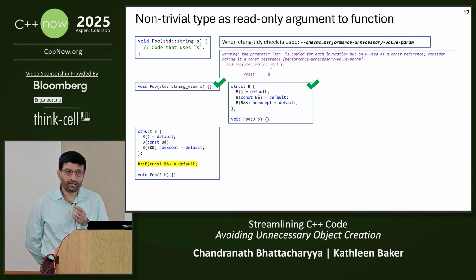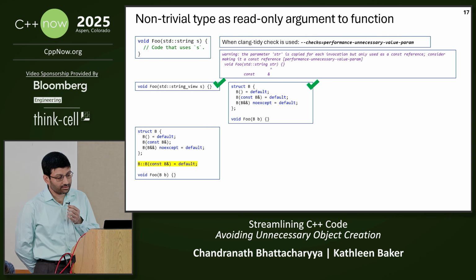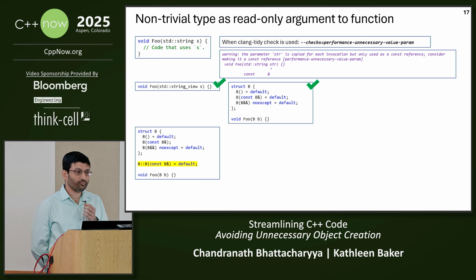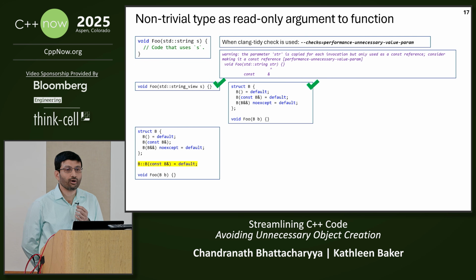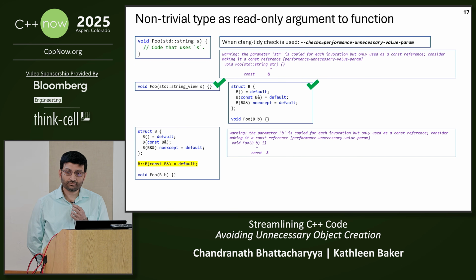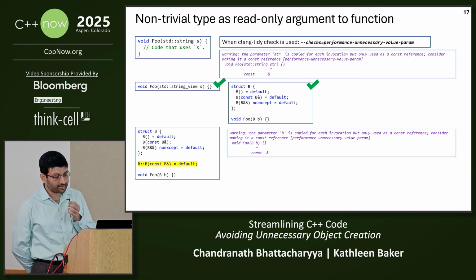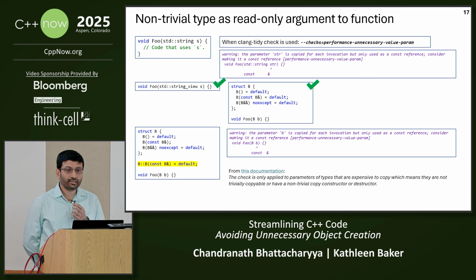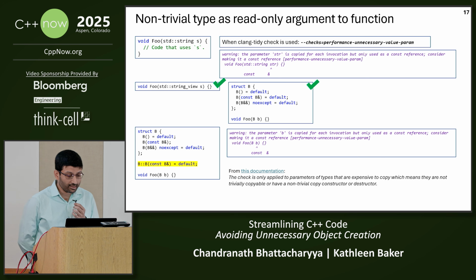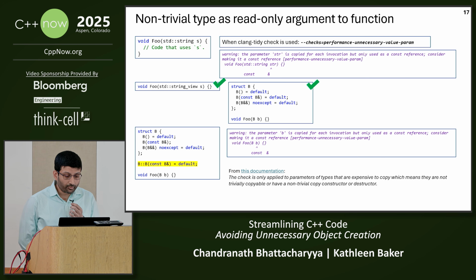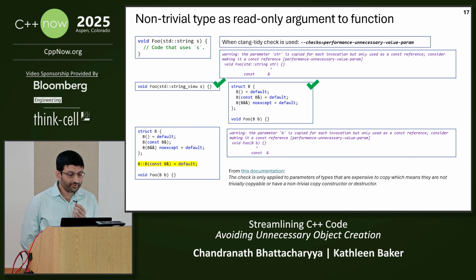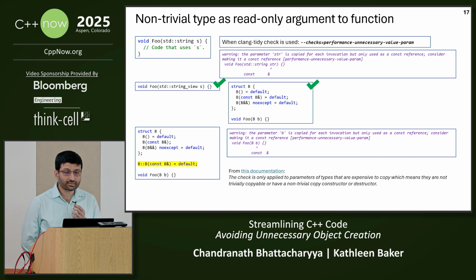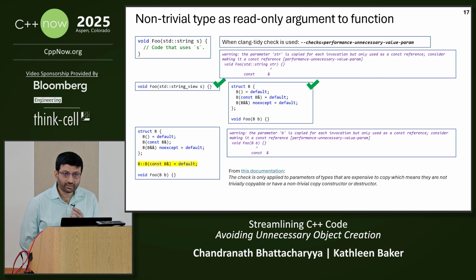Now, if I make a little modification, as you can see, I just moved the copy constructor definition out of line. Once I do that, this check starts complaining again. Okay, why is that? Let's read a little bit of the documentation. It says that this check is only applied to parameters of types that are expensive to copy, which means they are not trivially copyable or have a non-trivial copy constructor or destructor. So that non-trivial copy constructor is the one that was flagged over here.